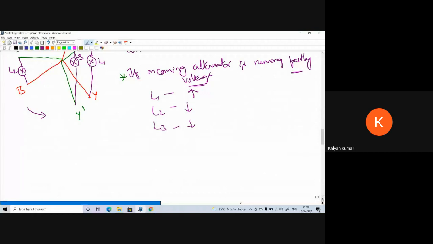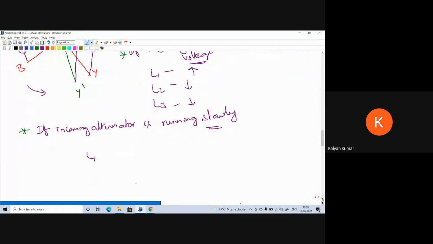Suppose the third case, if incoming alternator is running slowly. What happens to the voltage across L1, L2, L3?